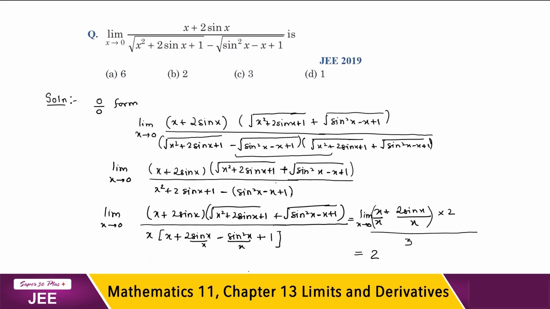So this question involved a bit of calculation and it was a bit time consuming, but overall it was a moderate problem which was asked in 2019 JEE mains exam. So the correct choice corresponding to this question is given in choice B. I hope everybody must have understood.